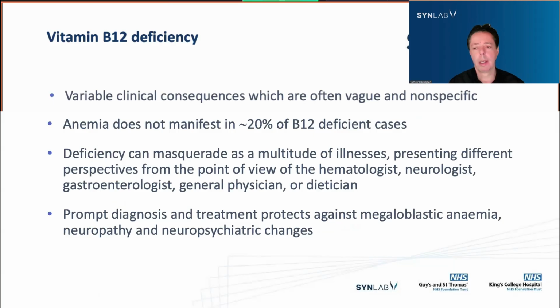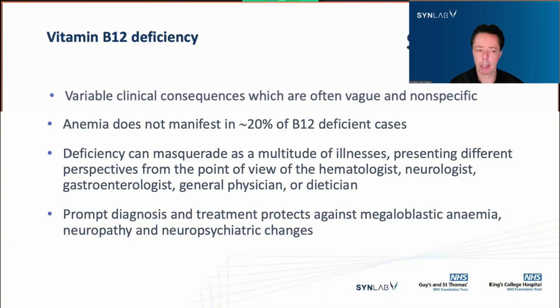But it's surprisingly difficult for a medic to diagnose B12 deficiency. One of the reasons for this is that the clinical consequences are often quite vague. They are often quite non-specific. One misnomer is that all B12 deficient patients would have anemia. This isn't the case. At least 20% of people who are B12 deficient don't have anemia.